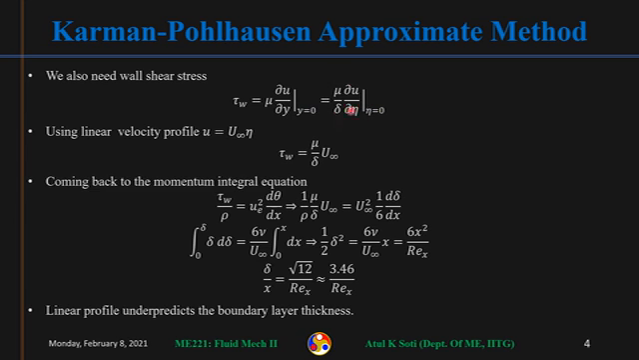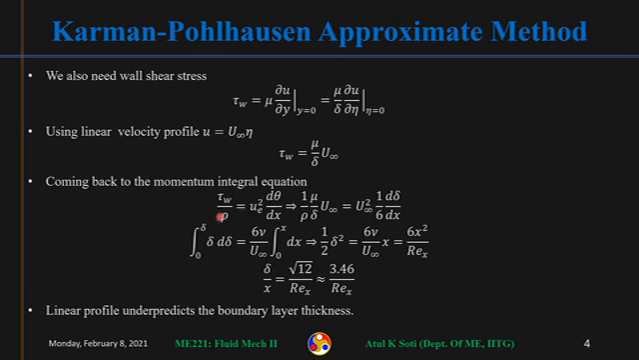Okay. Then u is u infinity into eta, so del u by del eta will be just u infinity. So tau wall will come out to be mu by delta times u infinity. This is the wall shear stress. So now everything is known. We can put everything back into the momentum integral equation.